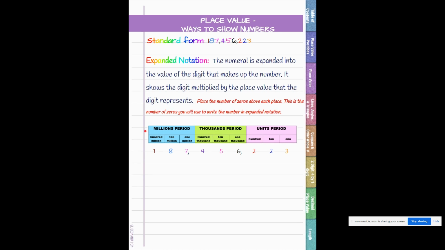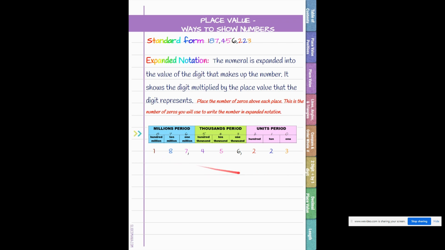So what we do is we place the numbers on top. Your ones has no zeros, so we put a 0. Your tens place has 1 zero. Your hundreds place has 2 zeros. Your 1000s place has 3 zeros, and so on. So again, this is important, boys and girls. Write those digits right there on top of the chart because this will really help you.